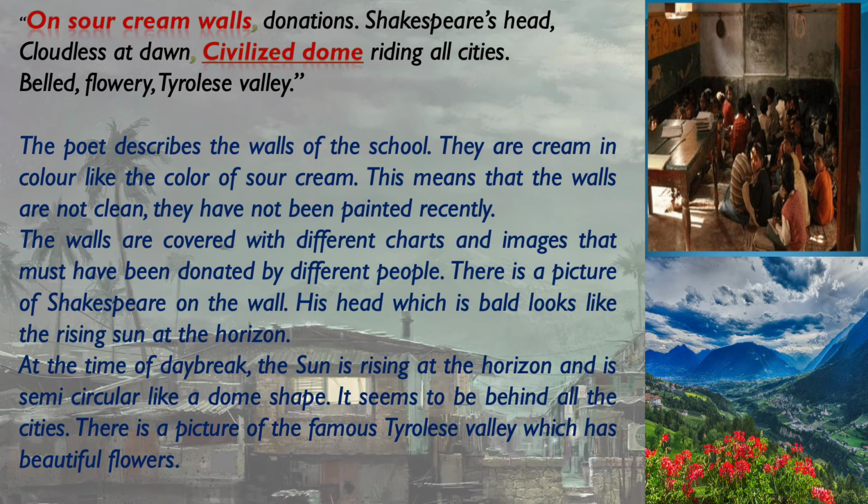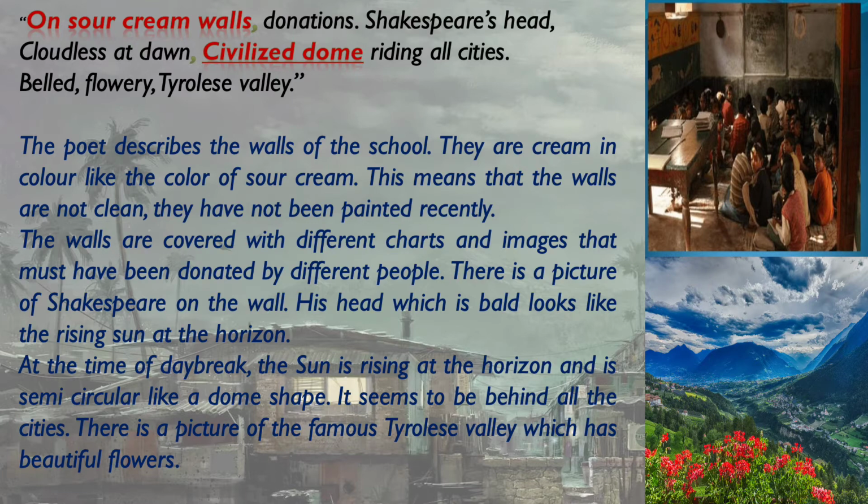Here the poet describes the walls of the school. They are cream in color, like the color of sour cream. This means that the walls are not clean, they have not been painted recently. The walls are covered with different charts and images that must have been donated by different people. There is a picture of Shakespeare on the wall. His head, which is bald, looks like the sun rising at the horizon.